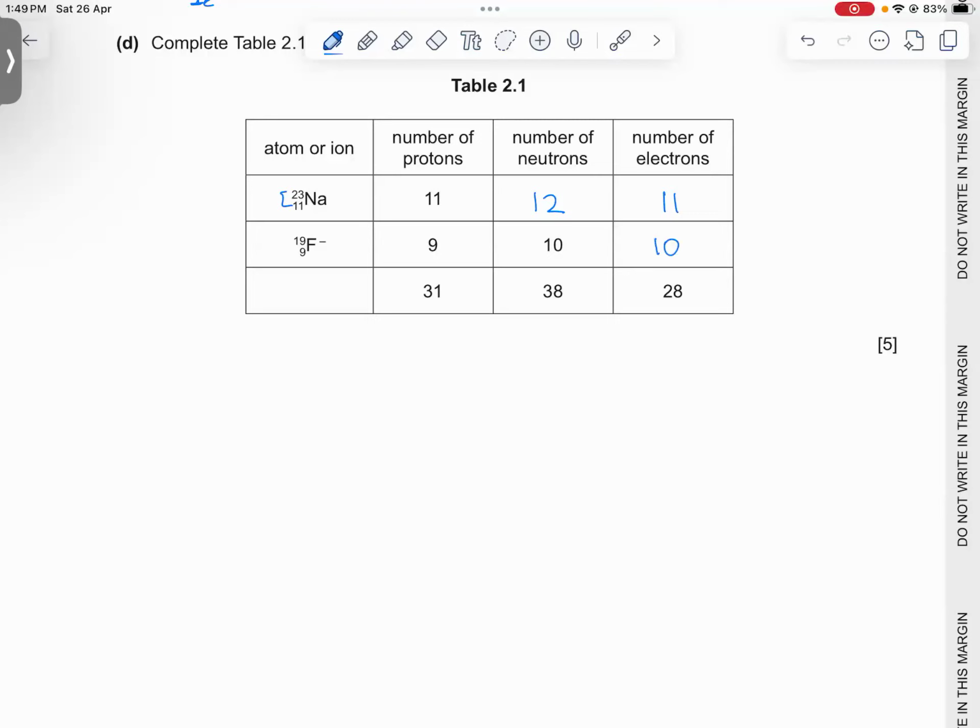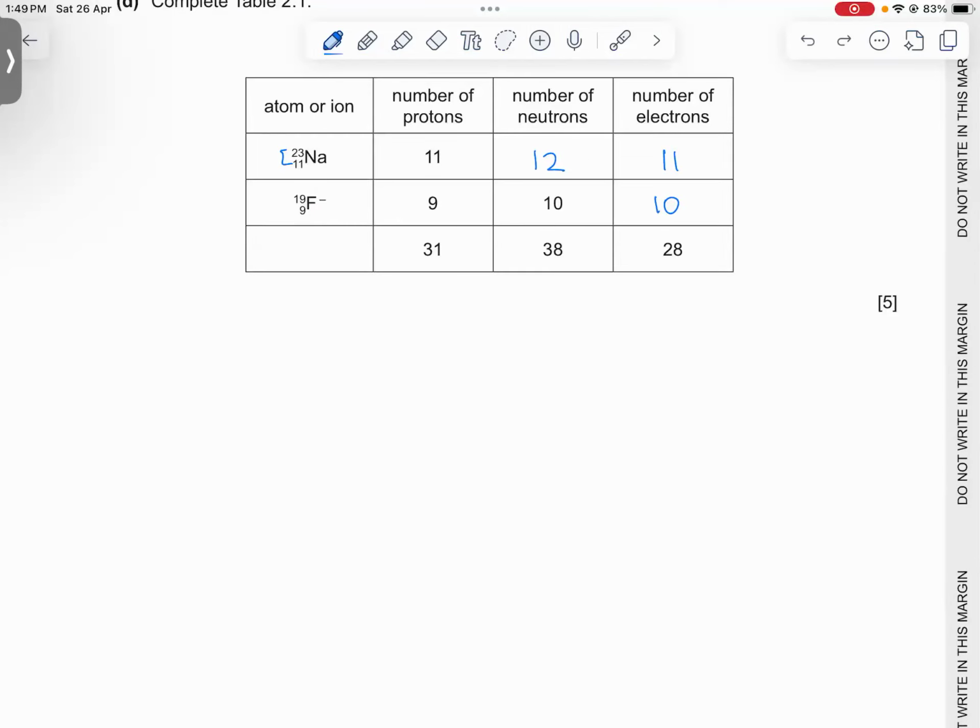This next one should have 10 electrons. Why should we say it has 10 electrons? Because it has 9 protons but a minus charge. Minus charge means it has gained an electron. All right, now this one has number of protons 31, number of neutrons 38, and number of electrons 28.